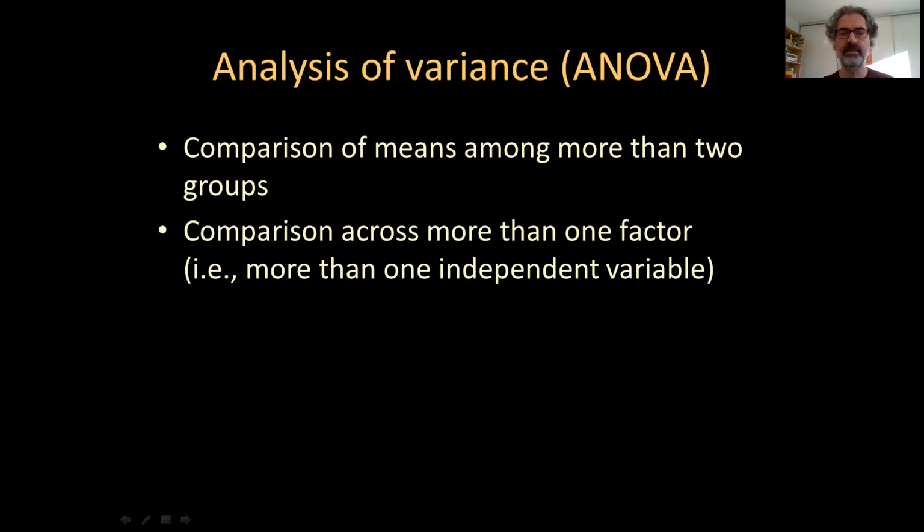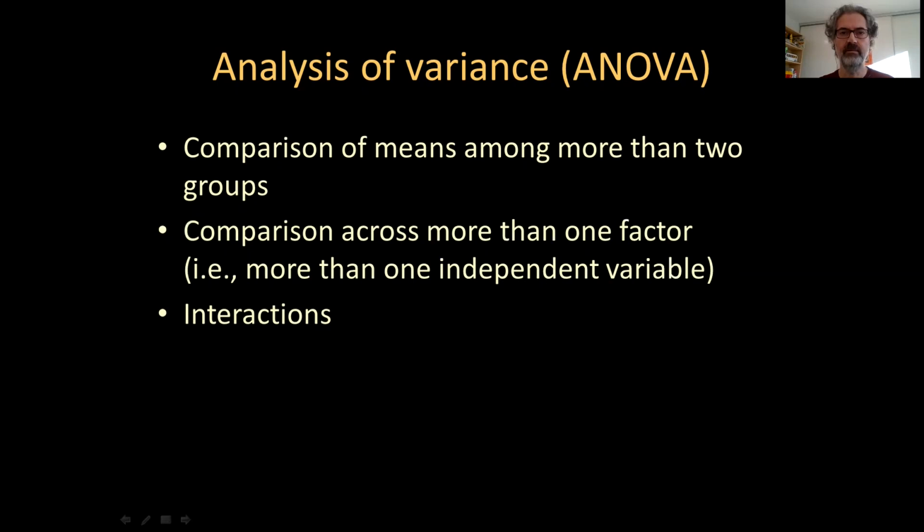So each independent categorical variable is called a factor, and we can have more than one independent variable at the same time affecting the same dependent variable. In this way, we can also study interactions, that is, whether the effects of one independent variable are constant or are themselves affected by the other independent variables.